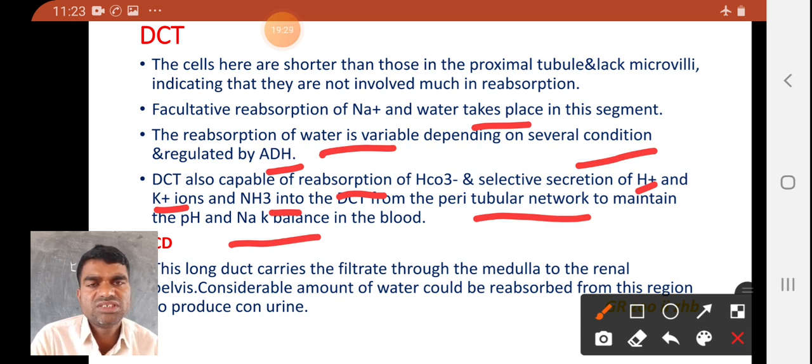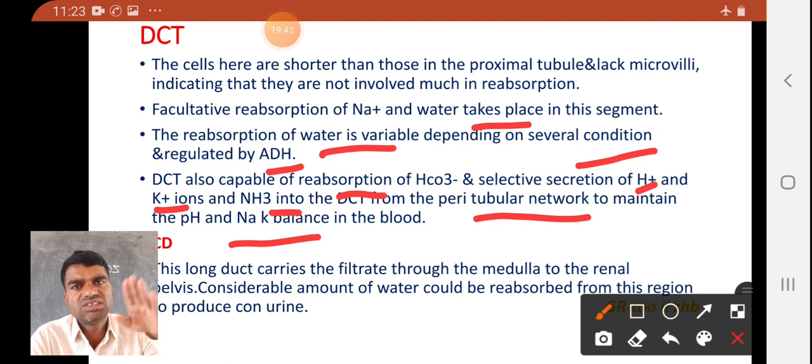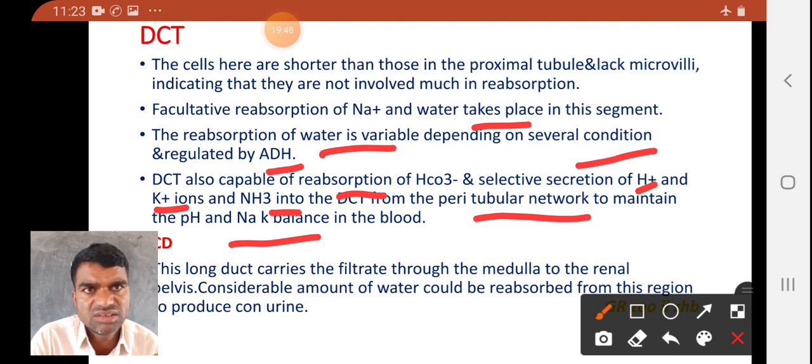Approximately, the vasopressin hormone is also maintaining these ions, for example ammonia, K plus, H plus, bicarbonate. If there is any deficiency or imbalance of these ions, it causes a disease called diabetes.